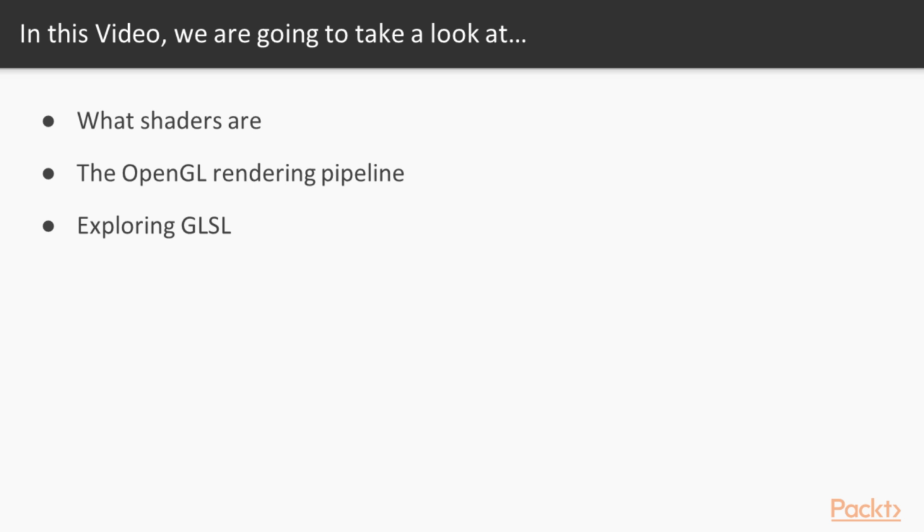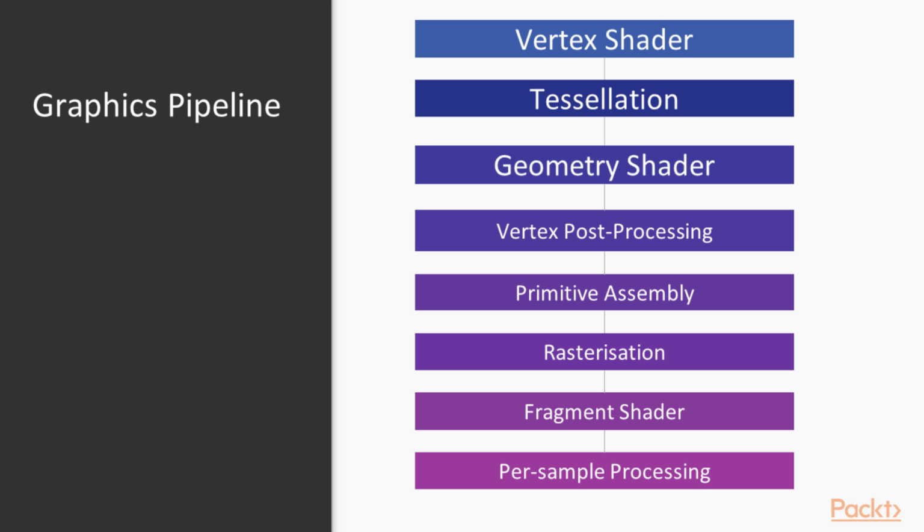In this video we're going to learn about what shaders are, we're going to learn about the OpenGL rendering pipeline, and we're going to learn about GLSL. A shader is a program that is used to perform shading, which is run on the rendering pipeline. There are a number of different stages that can have their own shaders. First, the vertex data is populated and sent to the pipeline. A vertex shader is then applied to each vertex, typically moving them from screen space to world space.